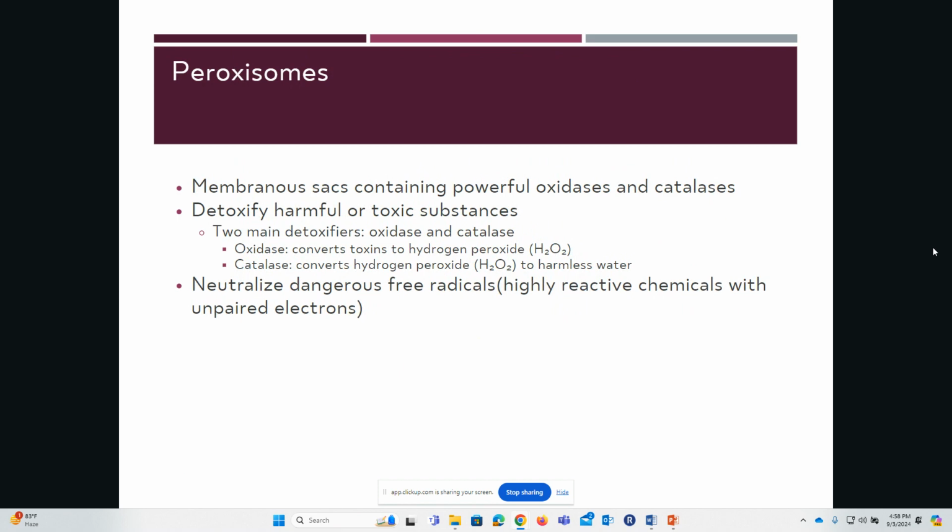Peroxisomes contain detoxifying enzymes. So they're able to break down things to the extent that they're no longer dangerous if they were to be released from peroxisomes. Our two main detoxifiers in peroxisomes are going to be oxidase and catalase. Oxidases can convert toxins to hydrogen peroxide, and catalases can convert hydrogen peroxide to harmless water. Because hydrogen peroxide free in cells or the body can actually damage DNA because it acts as a free radical. And peroxisomes help to neutralize dangerous free radicals because they're highly reactive chemicals that have unpaired electrons and can damage cell structures.